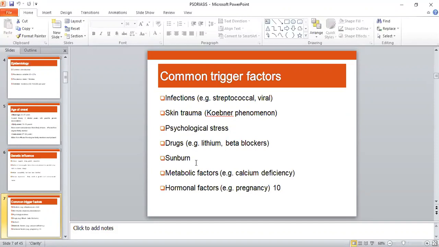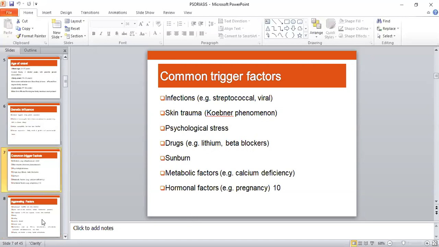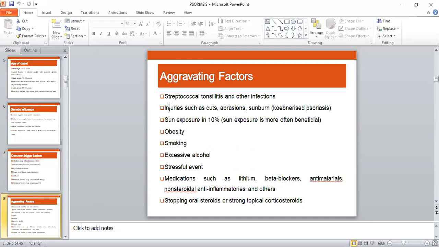Sunburn is important. If the sun is taken in toxic levels, then it can increase the intensity of this disease. And metabolic factors, calcium deficiency is important, which can cause this disease. And hormonal factors, pregnancy also increases this. We have discussed injuries such as cuts, abrasion, sunburn, sun exposure in 10%. And obesity is very important, and smoking, excessive alcohol intake, stressful events, medications, and then stopping the oral steroids or strong topical corticosteroids, sudden stoppage is very important. So that will aggravate the disease.